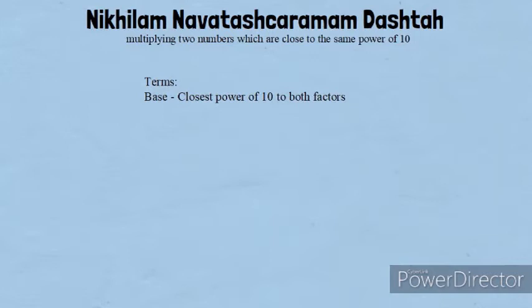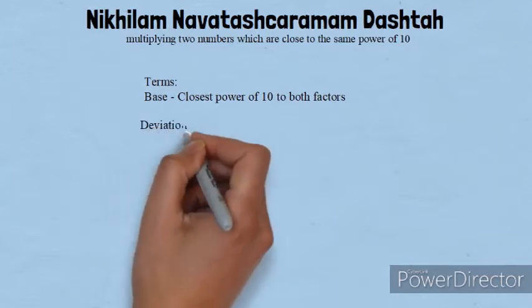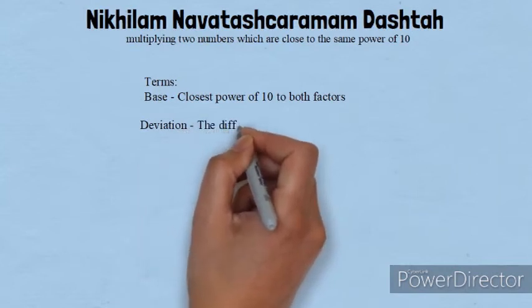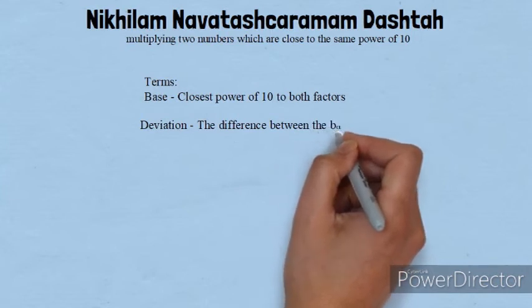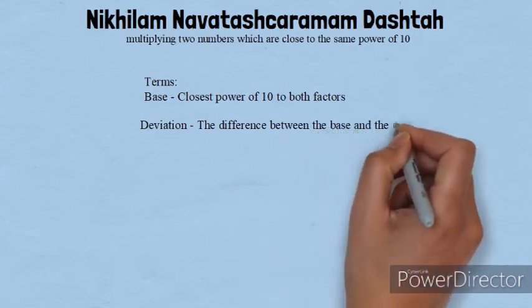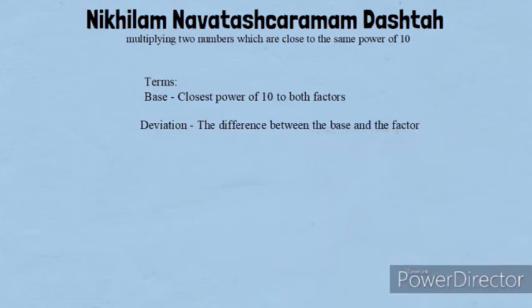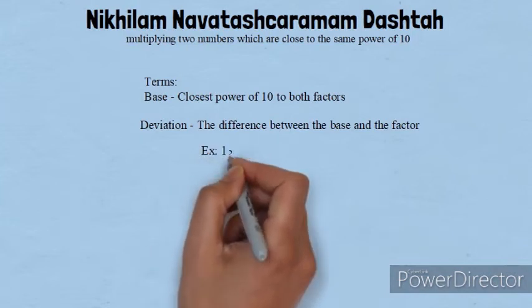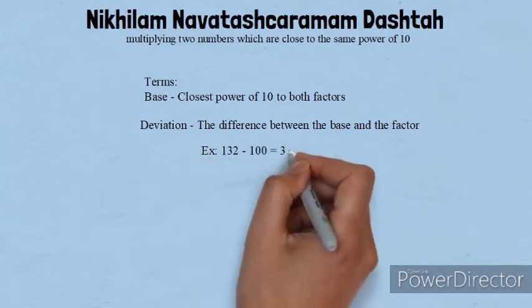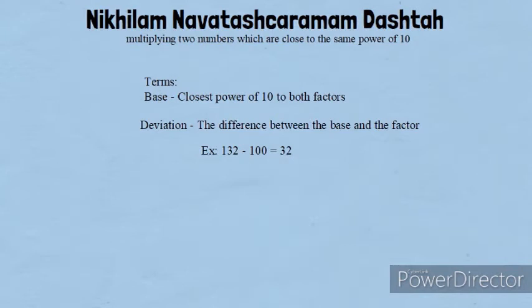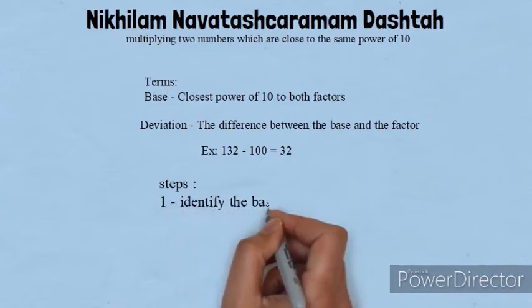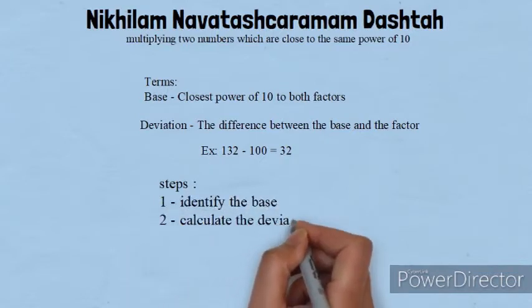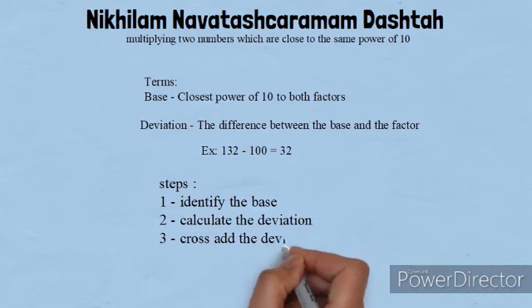Let's look at an example. 186 times 92. 100 is the closest base to both factors. And the second term, deviation. Deviation is the difference between the factor and the base. For example, 132 minus 100, which is equal to 32. The deviation is 32.